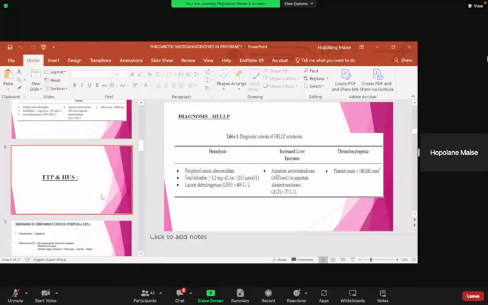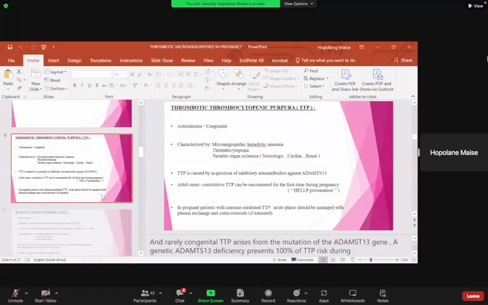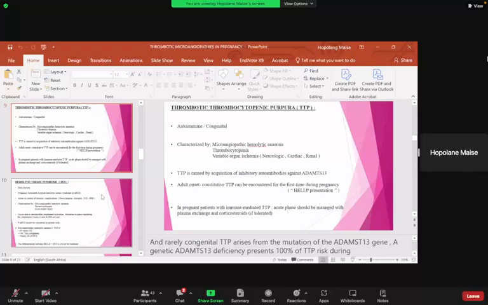Okay. TTP and HUS. So thrombotic thrombocytopenic purpura is autoimmune or congenital. It is characterized by microangiopathic anemia and thrombocytopenia with variable organ ischemia, like mentioned, neurologic, cardiac, or renal. And rarely, congenital TTP arises from the mutation of the A disintegrin and metalloprotease with thrombospondin type 1 domain 13 gene, where there's a mutation there.